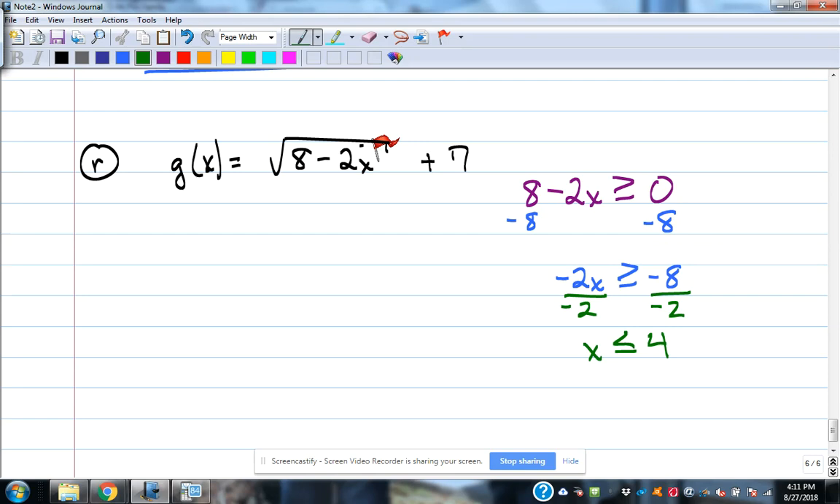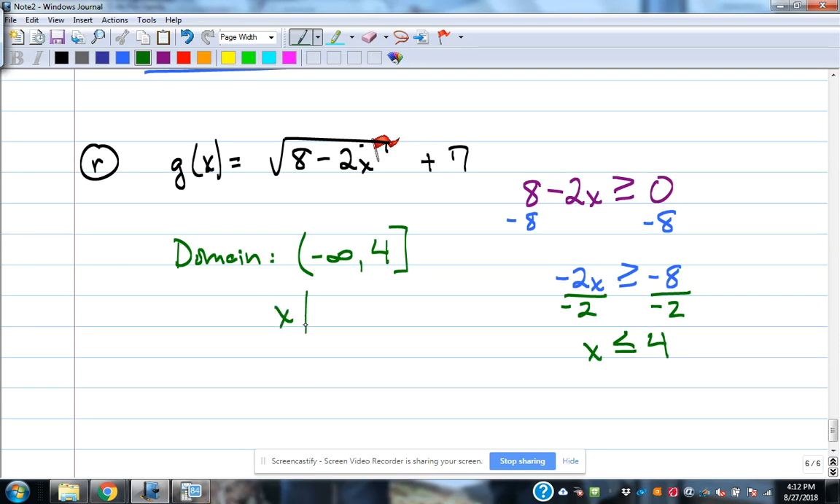This is negative 8 divided by negative 2. So that tells us that the only x's that work are those less than or equal to 4. So our domain is from negative infinity up to 4, and we're including 4. So there's the interval for it.